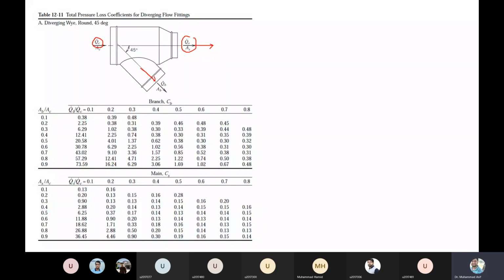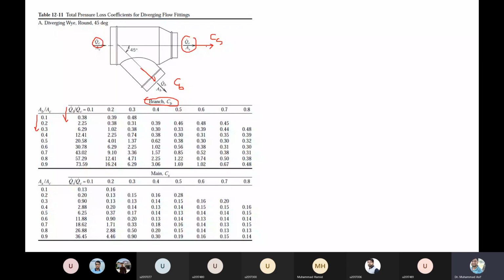So if you want to know the value of C naught, it will be represented with CB for the branch, and CS for the main supply. Let's say the first table is for the branch. What you need is the ratio of QB to QC as well as the ratio of the areas, AB divided by AC. Then you can have the value of CB.